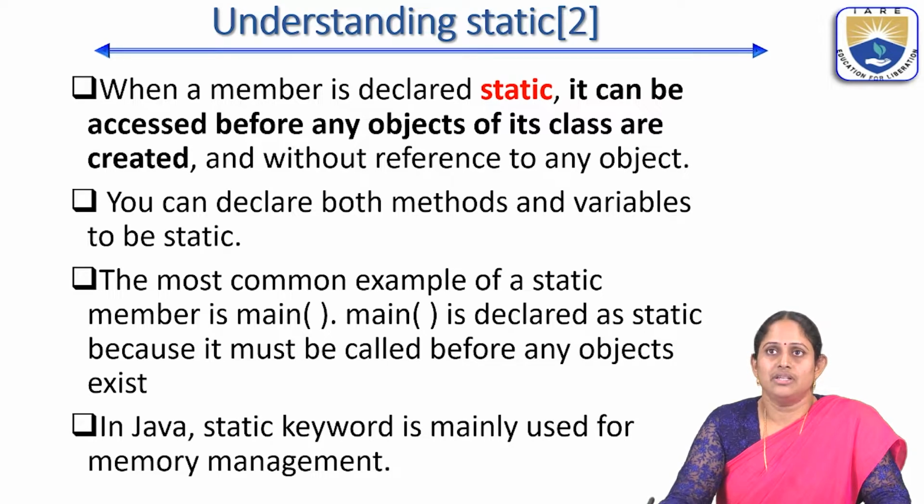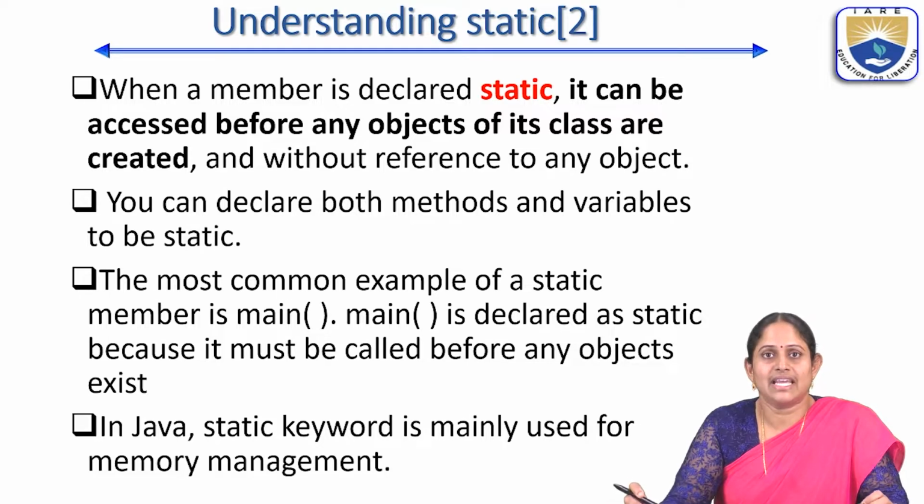Now, let's look into the use of static variables and methods. Why do we declare any member as static, or what will happen when we declare a method or a variable as static? We have seen in our programs before that the main method is always declared as static. Why do we do that? We declare any member as static so that it can be accessed before any object of it is created.